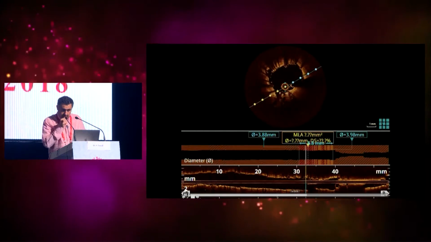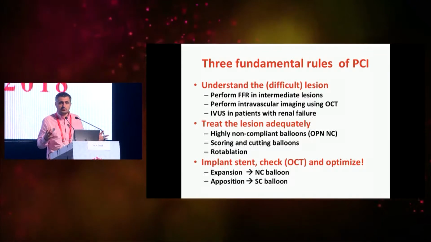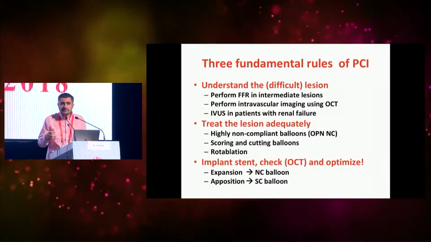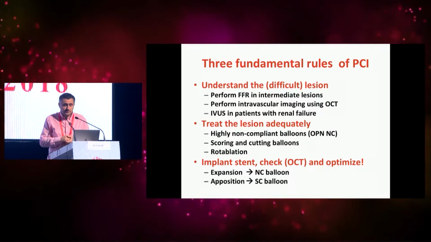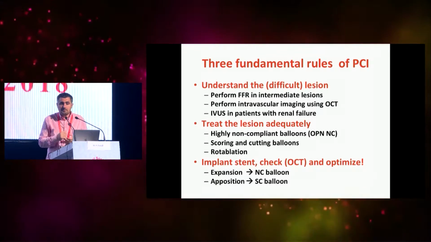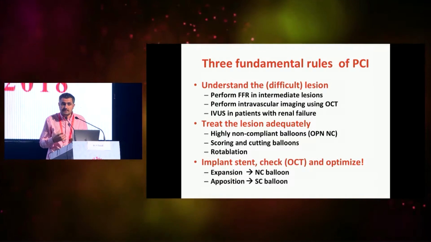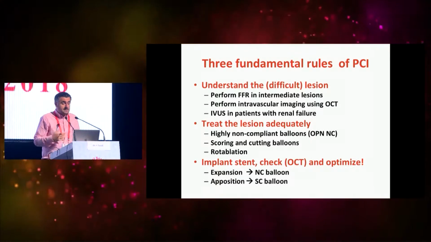So to summarize, for myself, there are 3 fundamental rules of PCI. One is we have to understand the difficult lesion, and as you heard by Dr. Dave, in intermediate lesions we should be performing FFR, but if the lesion looks difficult, we should be performing some kind of imaging, because these lesions are important. They might cost us more than we think in the future, and especially the patient.